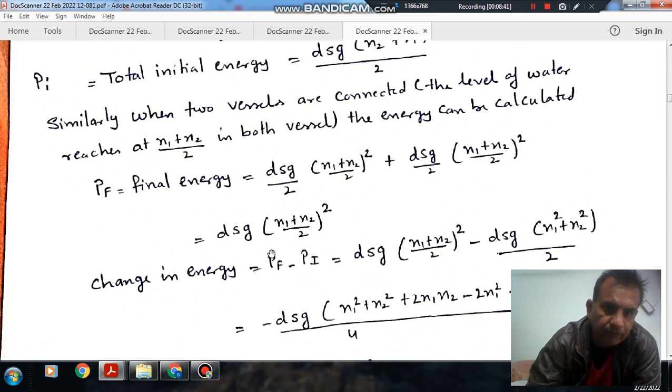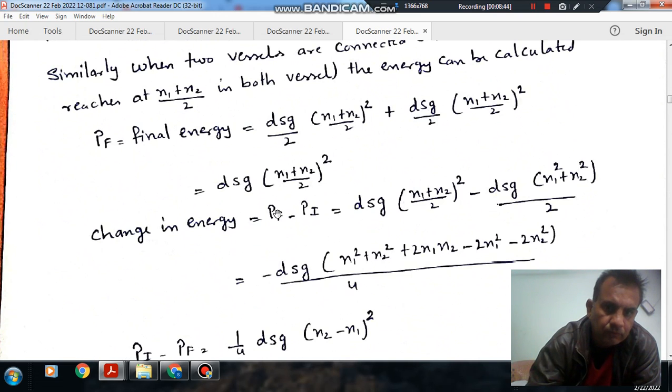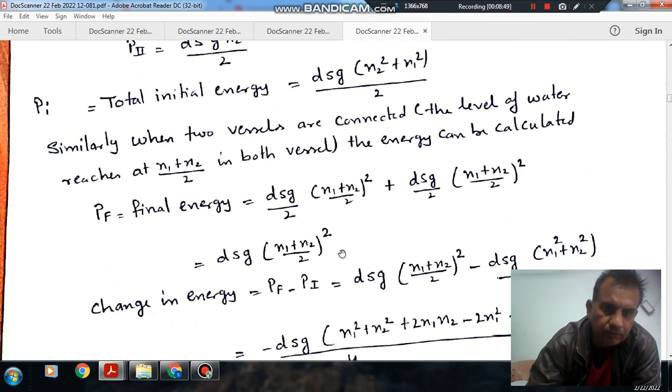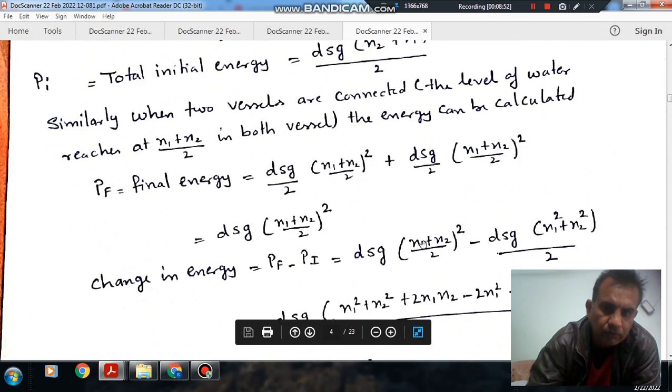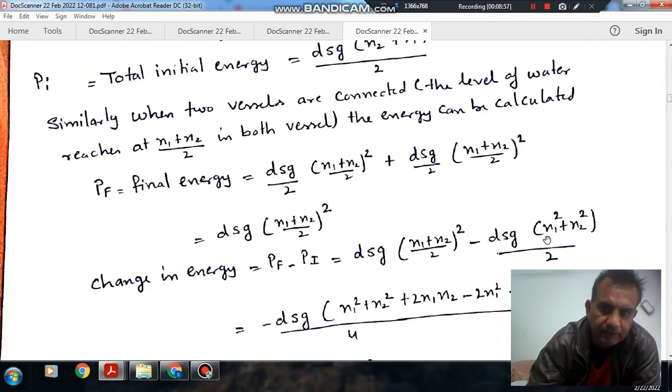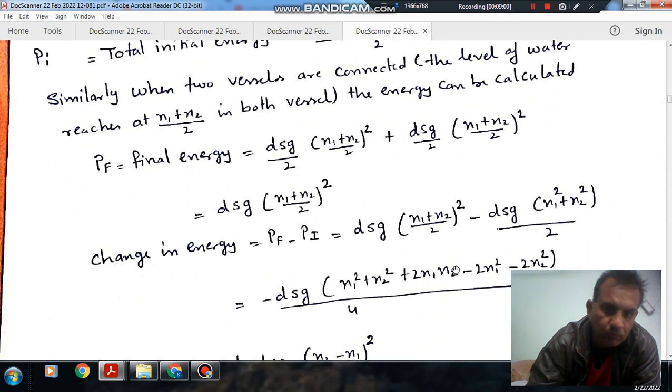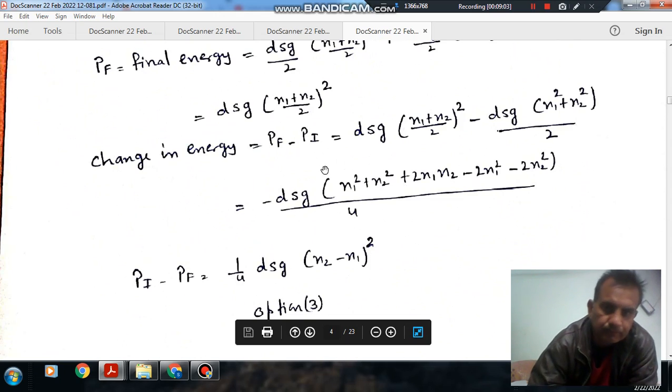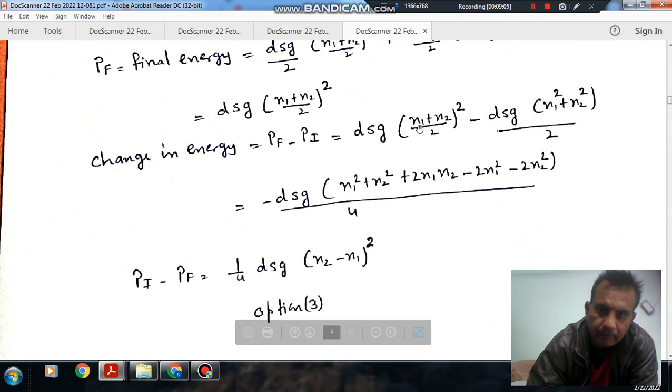This is the final energy, and this is your initial energy. So the change in energy is Pf minus Pi. This is the final energy, this is the initial energy. So ρSg ((x1 + x2) by 2)² minus ρSg (x1² + x2²) by 2. Now we can solve this. It will be x1² + x2² + 2x1x2, and this will be your x1² + x2².